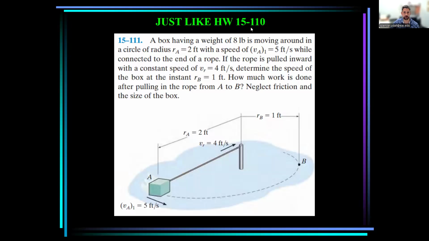Okay, this last one is to help you out on the homework, and it's real similar to what you'll be doing in 15110, right? You've got a box that weighs 8 pounds going around, but it's decreasing its radius. It's getting pulled in, and it's initially starting out 5 feet per second going around, right? So we're saying if the rope is pulled inward constantly, how much work is done after pulling in the rope from A to B. So that's kind of interesting.